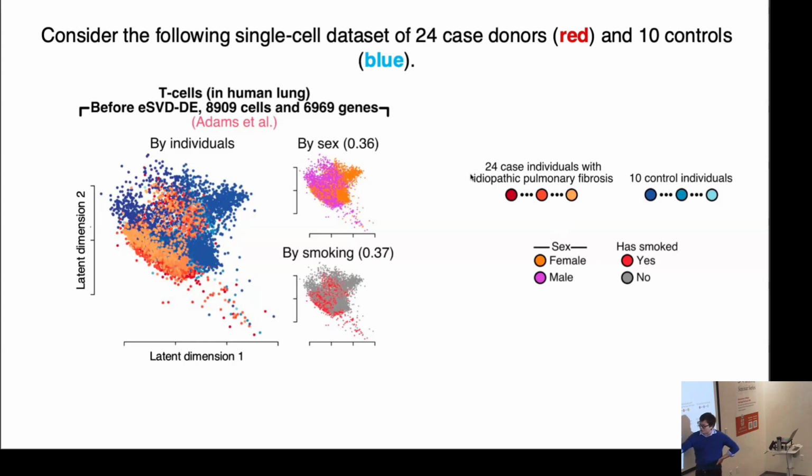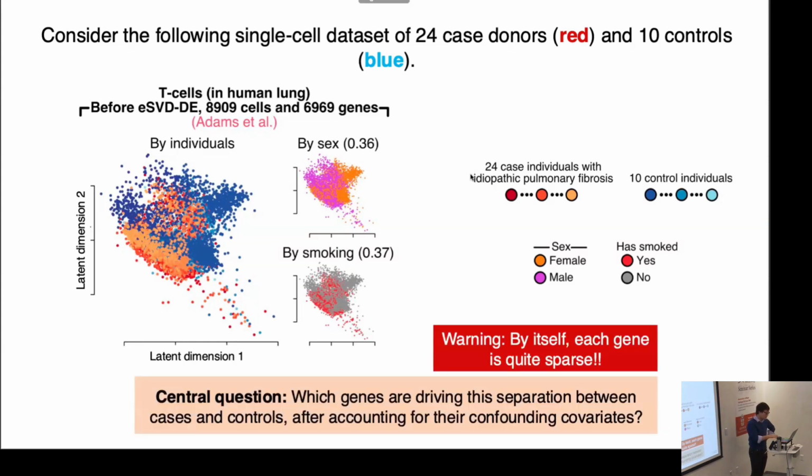For those of us who have not worked with single-cell RNA-seq data before, this is your classical UMAP. Just think of it as a fancy visualization of my data where each point is a different cell. What's shown here is that I'm coloring any cell from any control individual as a different shade of blue, and any cell from any case individual as a different, warmer shade of orange or red. Given that this is the data, my central question is once again that I just want to find the genes that are differentially expressed between the cases and controls.